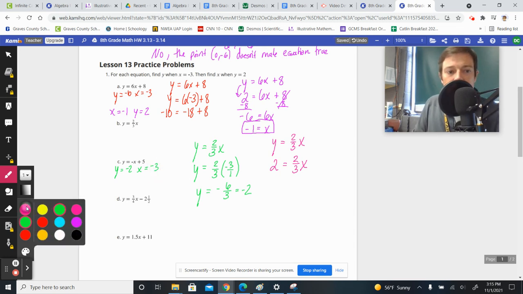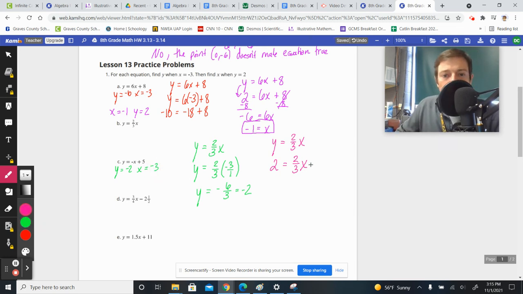And let's do the other one over here on this side. If we're going to find out what x is in this particular case, then we're going to divide both sides by 2/3 because x is getting multiplied by 2/3. So dividing by 2/3 would be the thing that would undo the multiplication by 2/3 and leave us with x by itself.